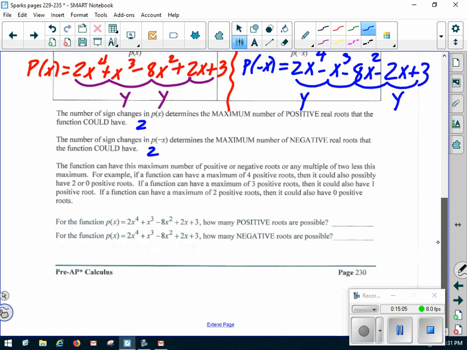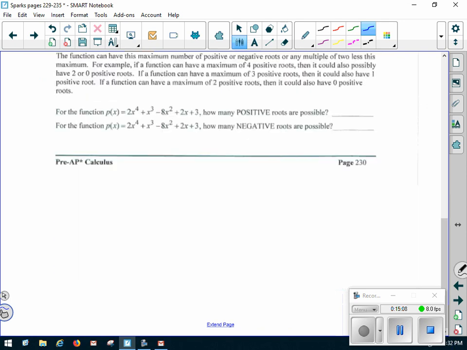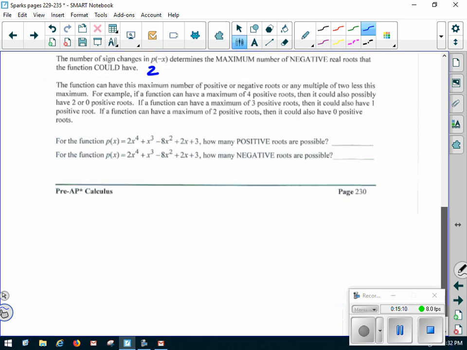Now this is the one piece of this that will make you a little crazy. The function can have this maximum number of positive or negative roots or any multiple of 2 less than that. These roots come in pairs. If you think about like quadratic formula, you know how it's plus or minus. So these roots come in pairs.